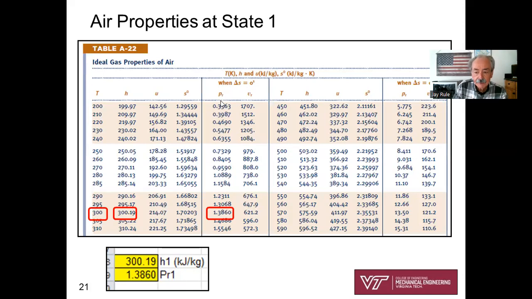And Pr is called the relative pressure. It has nothing to do with the P reduced pressure associated with the Z, the compressibility factor. They're two totally different variables. A lot of students get confused by that, but for the air tables, Pr has nothing to do with the compressibility factor whatsoever.